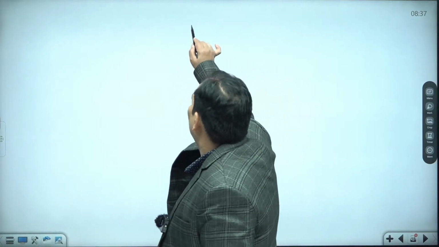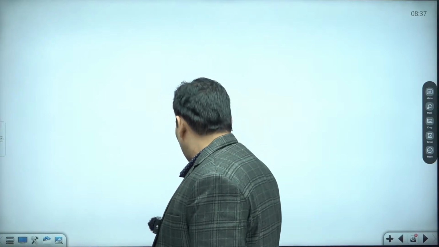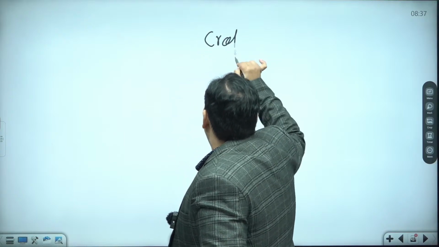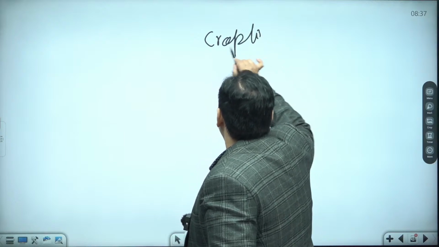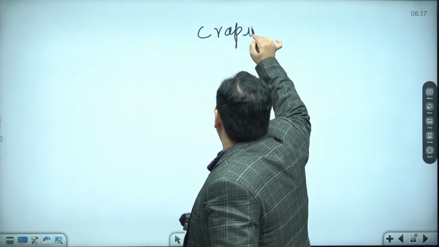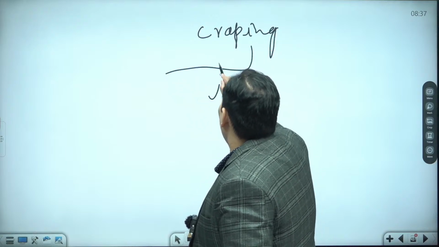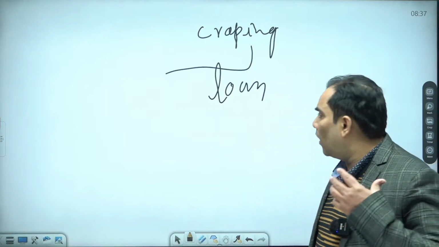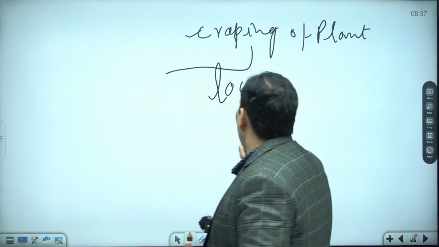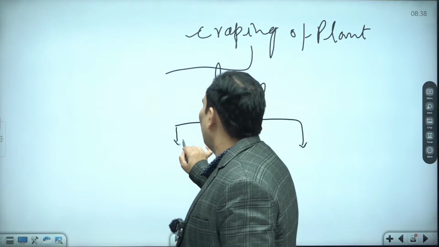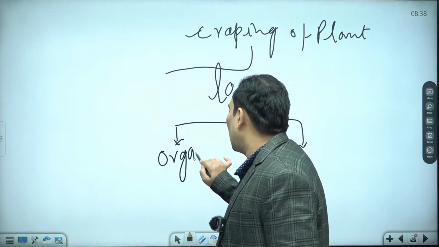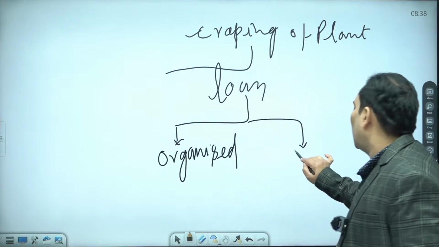In order to invest in cropping or plants, the farmer has to take a loan. The farmer has two sources to take loans. Earlier the farmer had only one source. Nowadays there are two sources. One is known as the organized source, and the other is the unorganized source. The farmer can take loans from either.